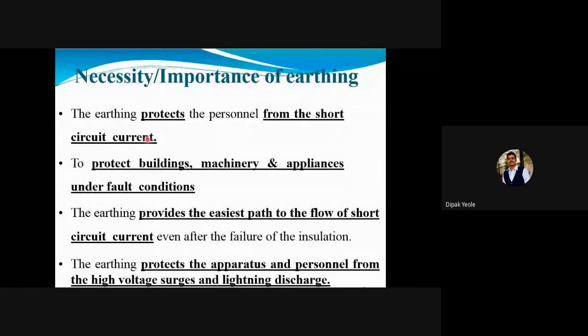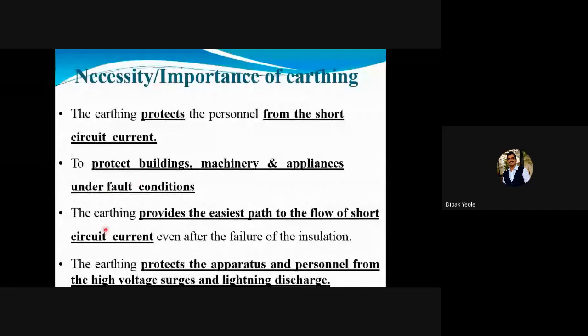Personnel means the operator. We have to take care of the operator also, because one day you will become an operator of a machine. Then, to protect the buildings, machinery and appliances under fault conditions. So we have to protect our buildings, our residential or commercial buildings. Machinery we have to protect, and we have to protect the appliances and equipment under any fault condition. So this is called a necessity.